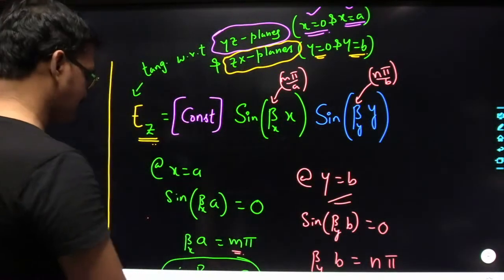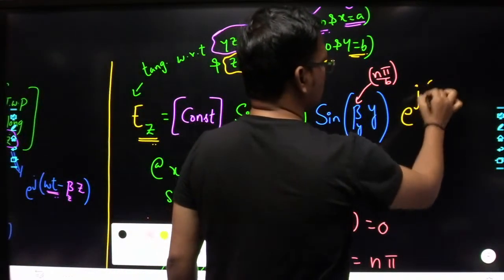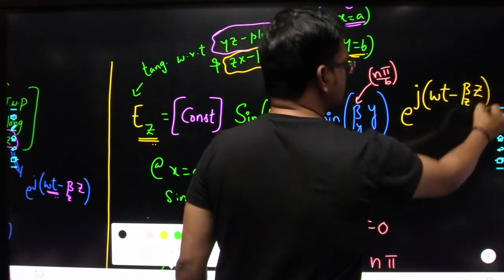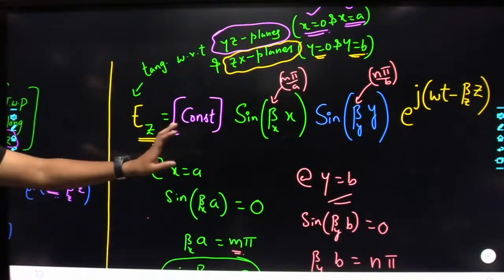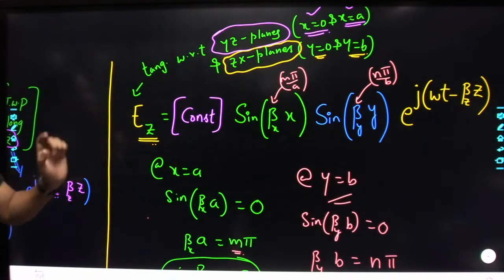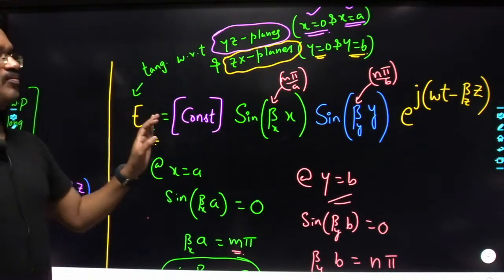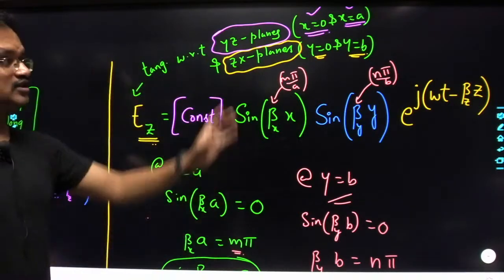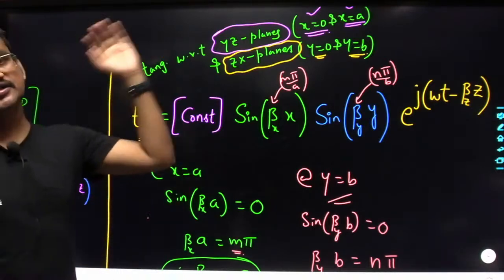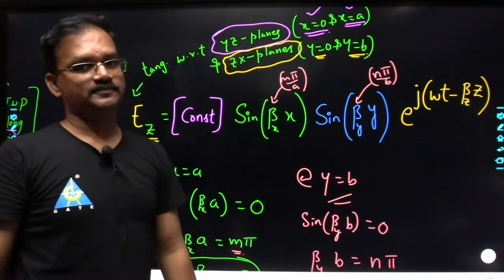So this is multiplied by e power j of omega t minus beta z into z. This is how you can write the expression for Ez in the case of a rectangular waveguide. The z component is going to behave as tangential with respect to the four conducting plates. If you apply the boundary conditions at those four conducting plates, you are going to get the standing wave patterns in this manner.